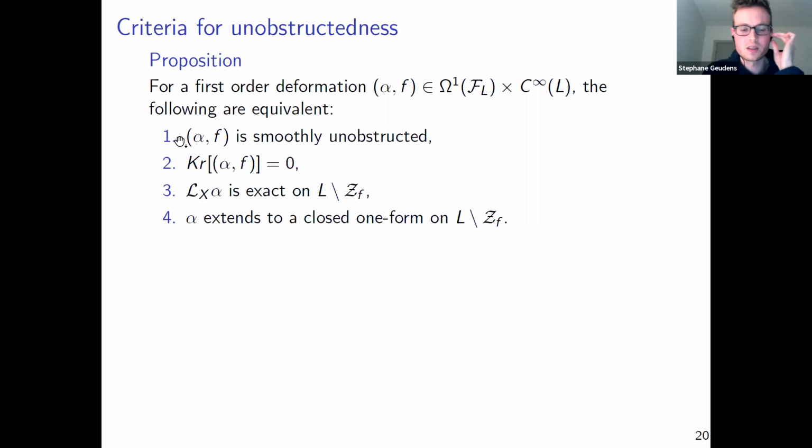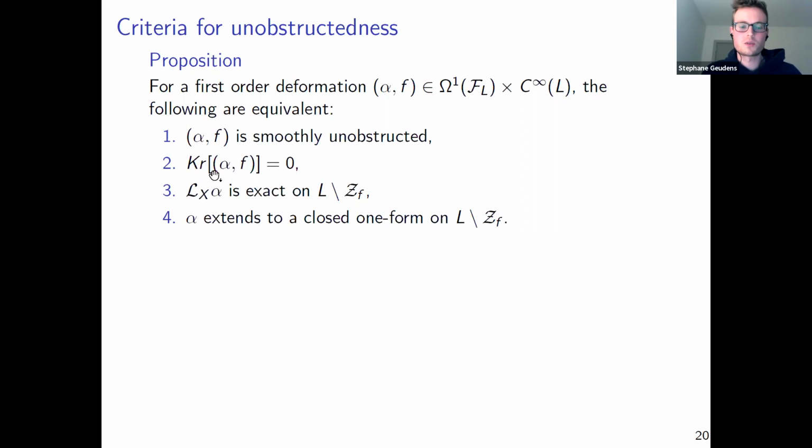And most remarkably, here 1 and 2 are equivalent. So alpha f, the first order deformation, is smoothly unobstructed exactly when the Kuranishi map vanishes. And this is quite special because the Kuranishi map is a very weak obstruction. It only tells you when you can extend the first order deformation. Well, if you want to extend a first order deformation to a formal path of solutions, then the Kuranishi map being 0 tells you that you can construct the second term in this power series. So this is a very, very weak obstruction.